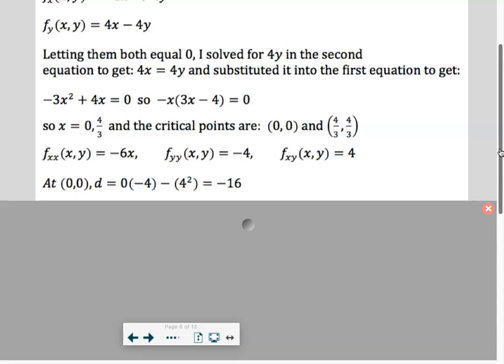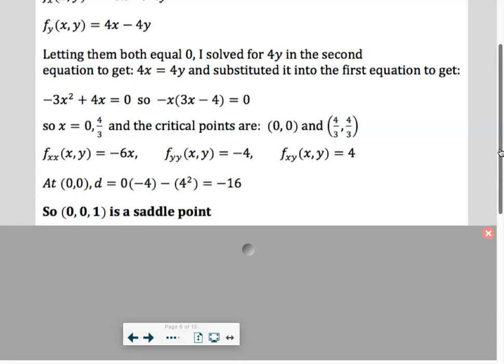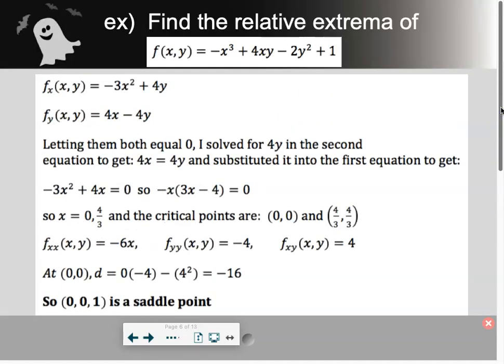When you write your actual point though, I want the x, the y, and the z. I want an ordered triple. So my point was 0, 0, 1. How did I get the 1? From the original function. This point is just a point in our xy plane on the region, but the actual answer for the saddle point or the min or the max should be points on your surface. So those should be ordered triples.